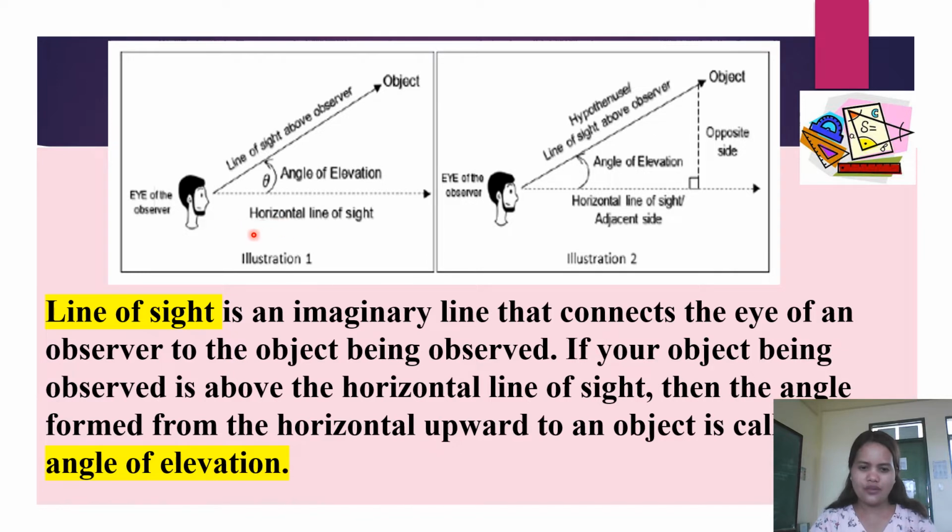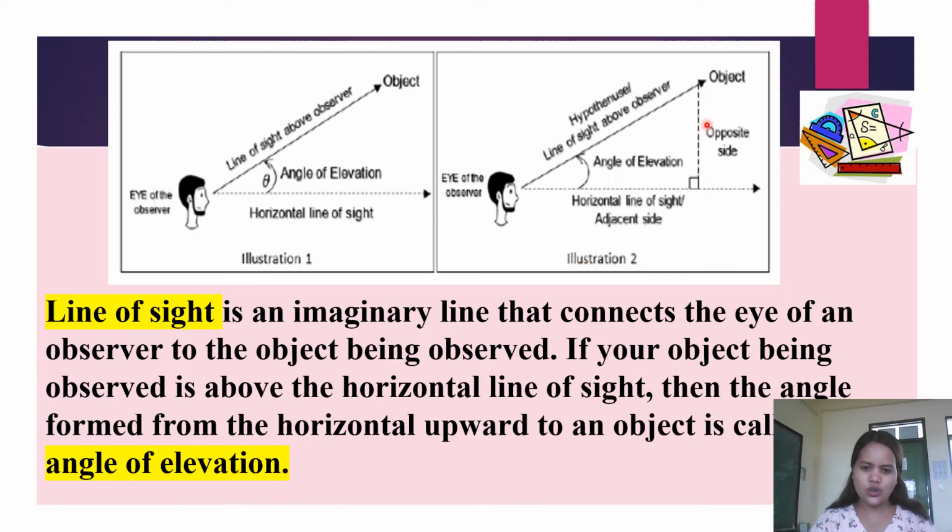So from the figure, this is the horizontal line of sight. And when the observer looks at an object which is above the horizontal line of sight, this is the line of sight of the observer. The angle formed from the horizontal line of sight is what we call the angle of elevation because the observer is looking above.